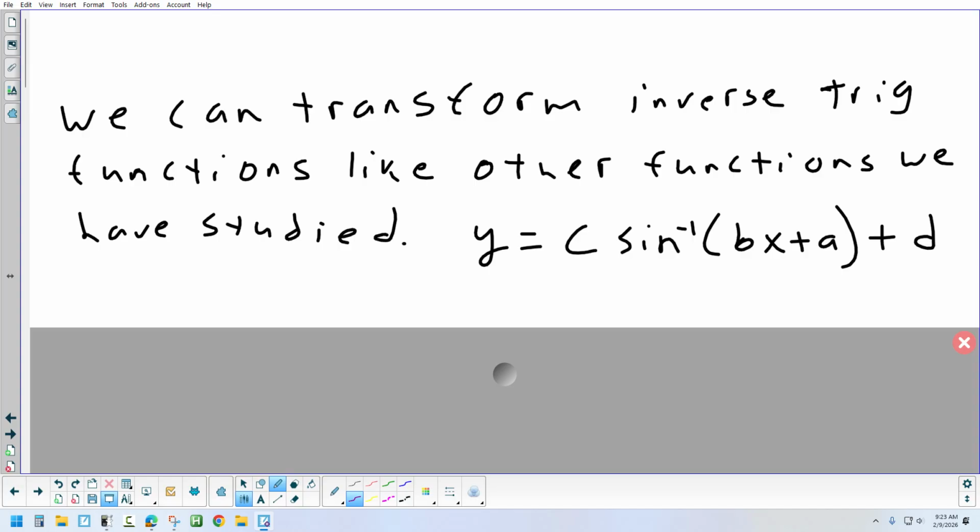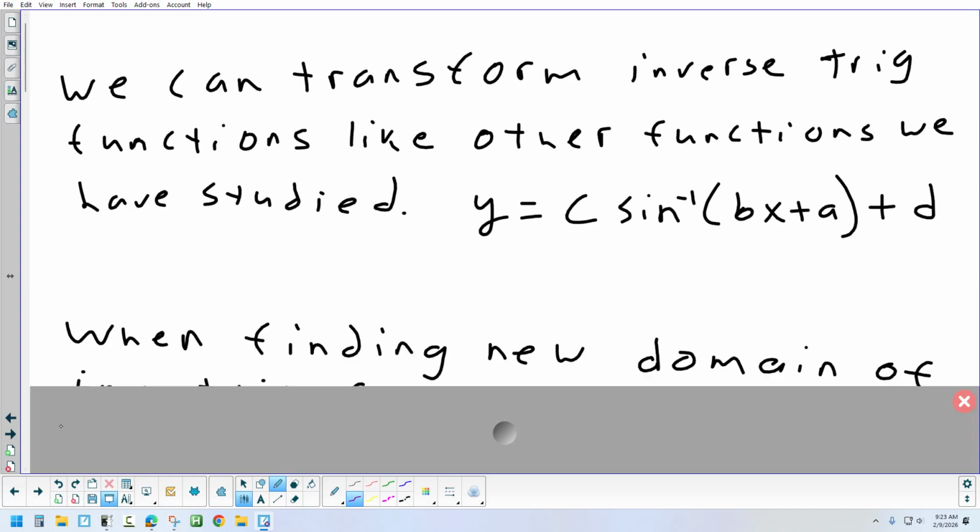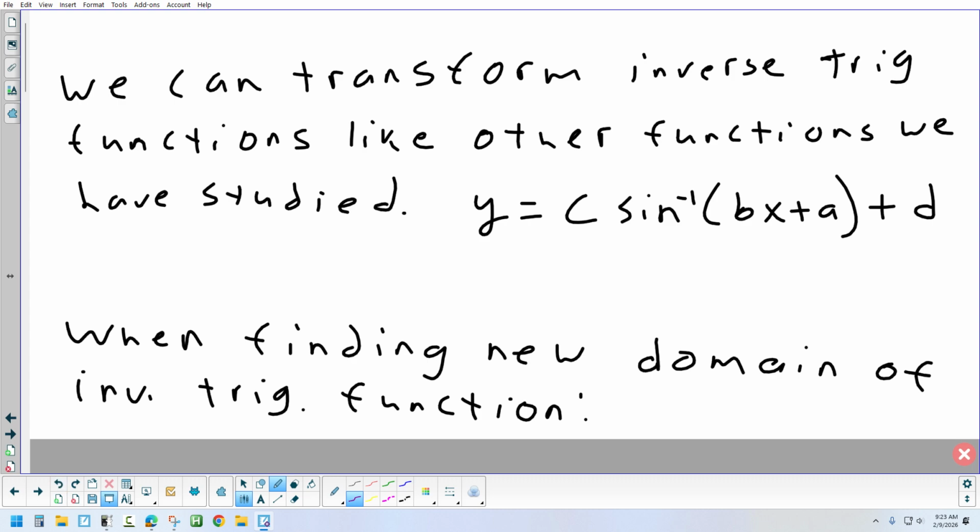You should be able to look back in your notes several times and see that. And it's exactly the same for inverse cosine and inverse tangent. All right, so when we do a transformation, how do we figure out the new domain and range? Okay, it's not going to stay the same. If you shift it up, that's going to change the range. If you shift left or right, that changes the domain.